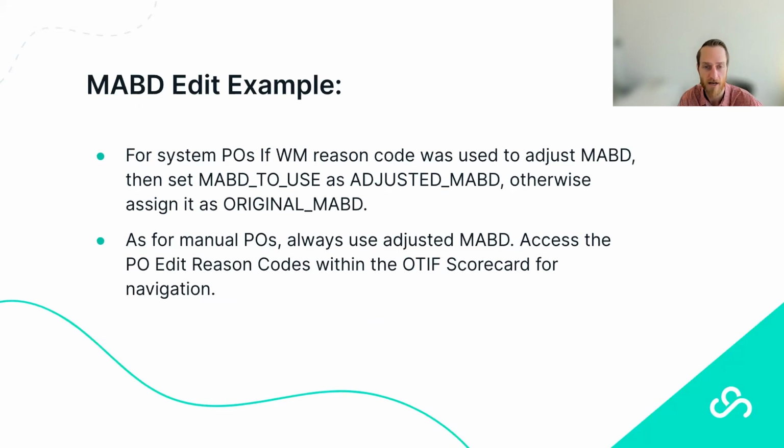So the first bullet point on system POs, if the Walmart reason code was used to adjust the MABD, then you can use that adjusted MABD. Otherwise, it's always going to be the original. So that's how system POs work. When you edit the MABD and use a Walmart reason code, then they'll accept your adjustment. If you use a supplier reason code, then you're still going to be held to the original MABD.